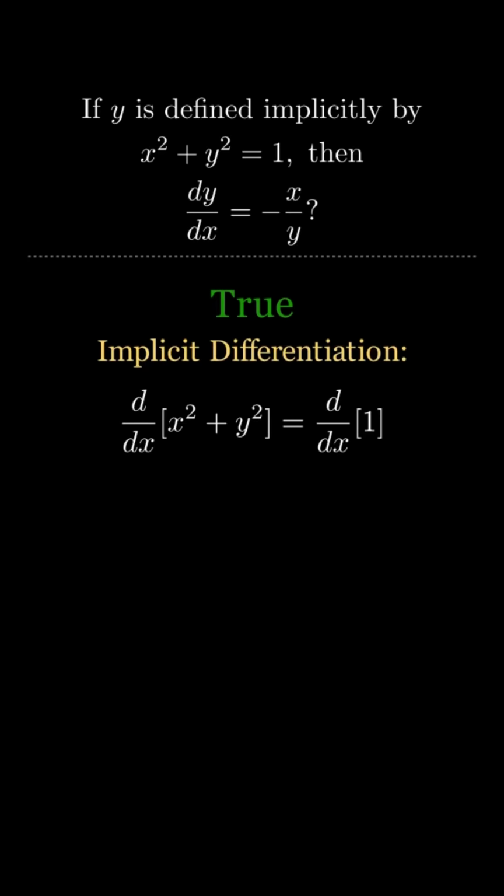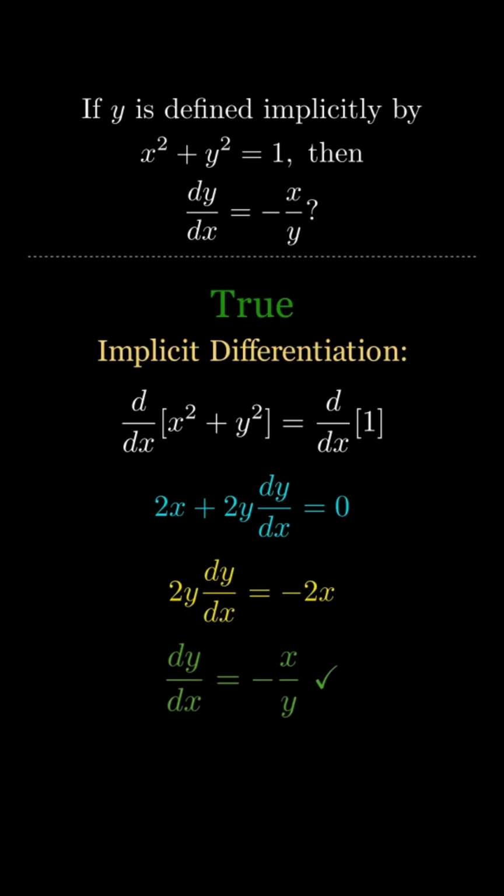Differentiating both sides of the equation with respect to x gives the derivative of x squared plus y squared equal to the derivative of 1. Using the chain rule for the y term, we obtain 2x plus 2y multiplied by dy over dx equals 0. Rearranging this equation to solve for the derivative yields dy over dx equals negative x over y.